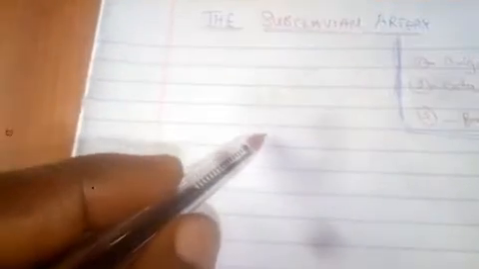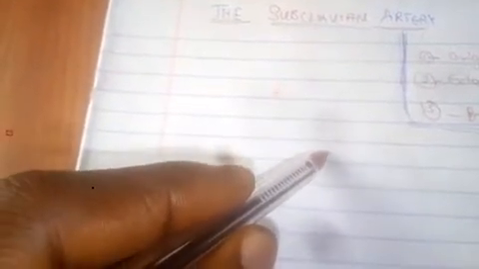We're considering the subclavian artery under the following points. Number 1, the origin of it, where it's originating from, the extent, and the branches. So we'll start with the origin: where is the subclavian artery originating from, where is it coming from.